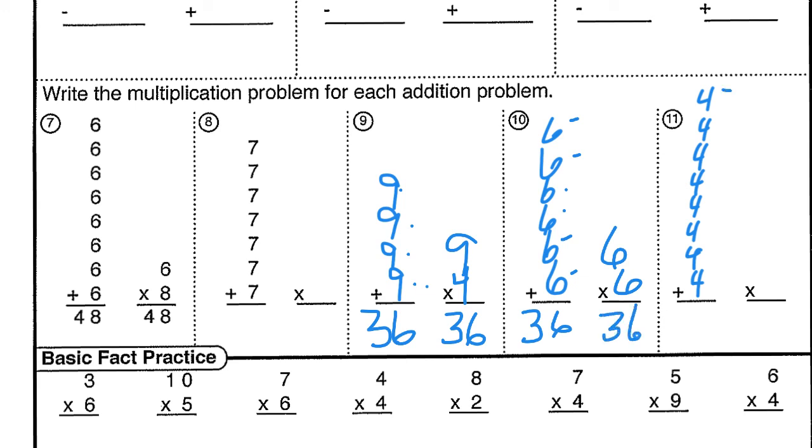And here we have 1, 2, 3, 4, 5, 6, 7, 8. 8 fours is equal to 32. 8 times 4, or you could have written 4 times 8, is also 32. Okay, pause the video, do the basic math fact practice at the bottom of the page, and then turn it on when you're ready to see the answers.